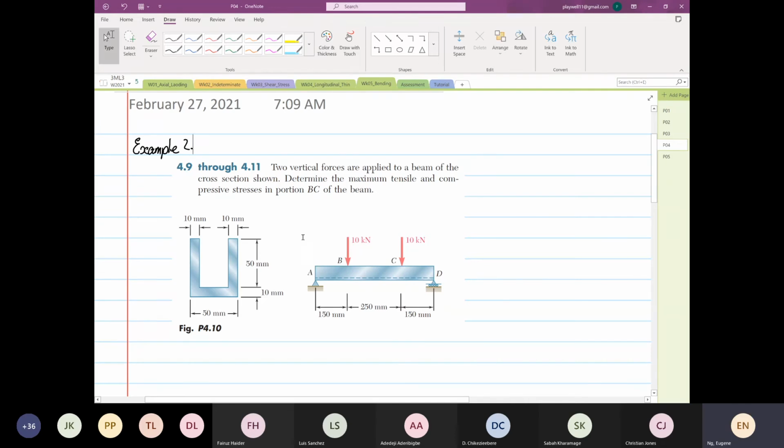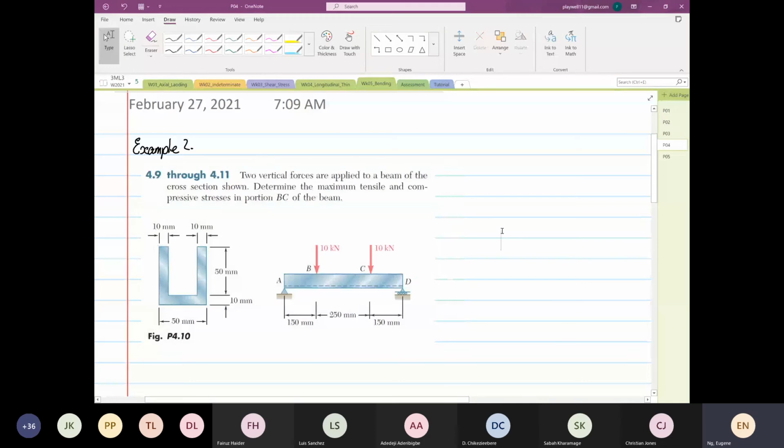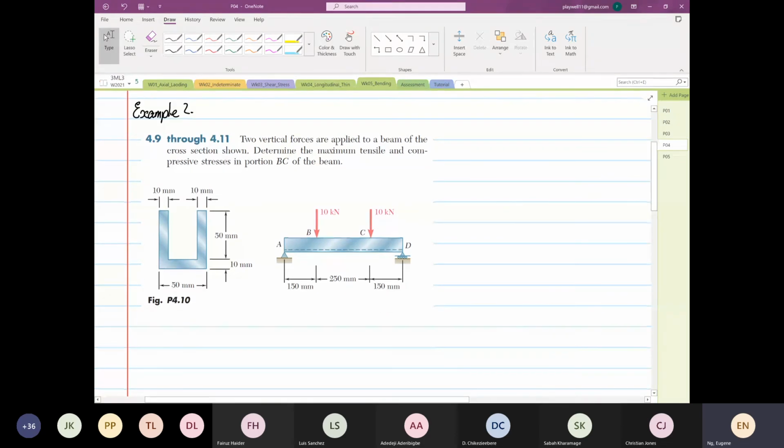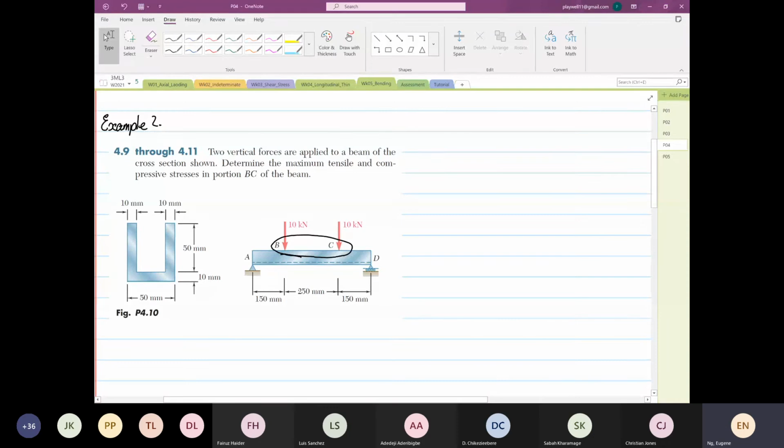Two vertical forces are applied to the beam. Determine the maximum tensile and compressive stresses in portion BC. So we want to look at what is going on between BC. They specify between BC. Now we're going to start this problem. As I said, it's not a difficult problem, but you have to construct a free body diagram because they don't give you moments at all. It's just a diagram like this.